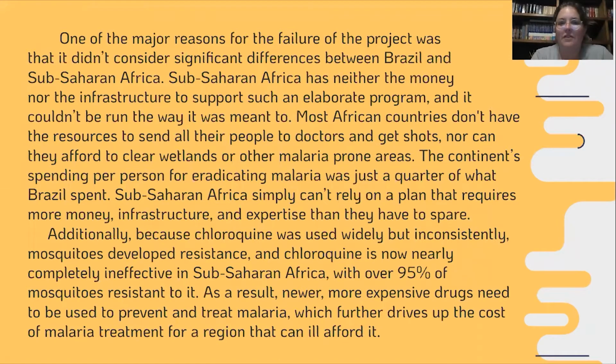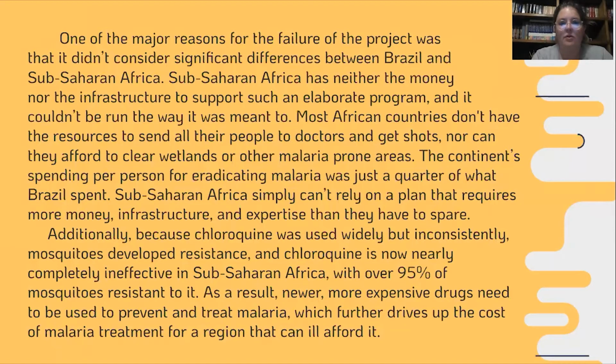One of the major reasons for the failure of the project was that it didn't consider significant differences between Brazil and sub-Saharan Africa. Sub-Saharan Africa has neither the money nor the infrastructure to support such an elaborate program, and it couldn't be run the way it was meant to. Most African countries don't have the resources to send all their people to doctors and get shots, nor can they afford to clear wetlands or other malaria-prone areas. The continent's spending per person for eradicating malaria was just a quarter of what Brazil spent. Sub-Saharan Africa simply can't rely on a plan that requires more money, infrastructure, and expertise than they have to spare.